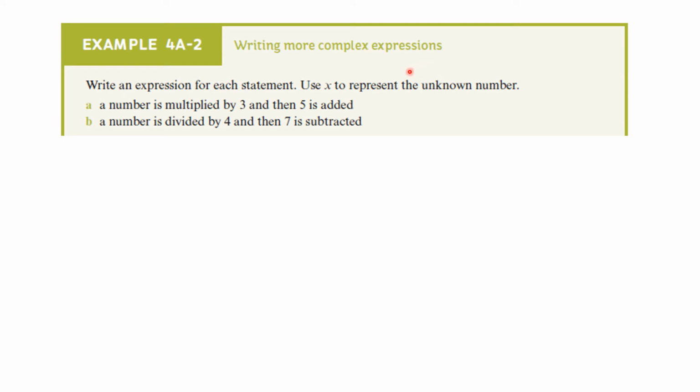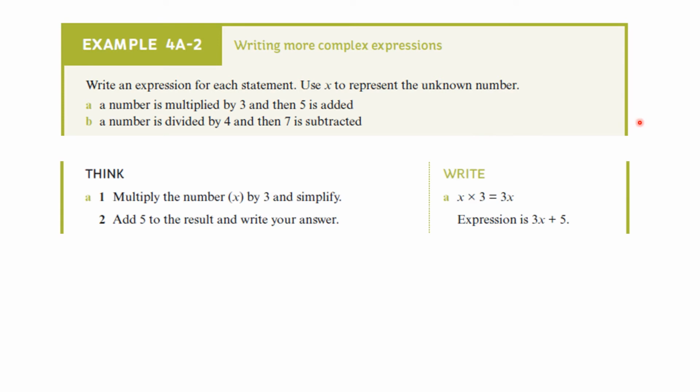Here's some more complex examples where we're involving more than one step. And this time we're going to use x as our unknown number. So, question A: a number is multiplied by 3 and then 5 is added. First, we do our multiplication of 3. Again, in algebra, we'll get rid of the times. We write it as 3x, and then I have to add 5 to it. So I end up with 3x plus 5.